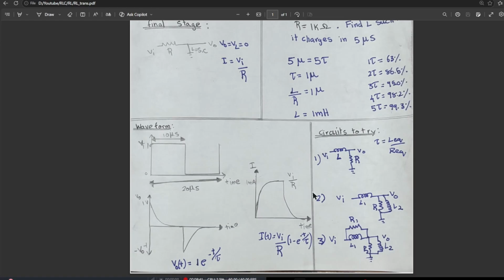We have successfully designed and simulated our RL transient response, and these are some of the circuits that you can try yourself. Here tau is equal to L equivalent by R equivalent. So basically you have to find the L equivalent and R equivalent, and the rest of the calculations are the same.